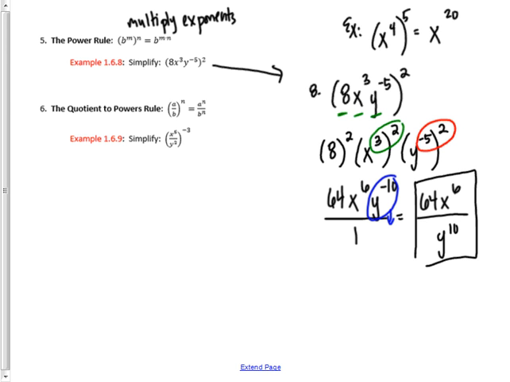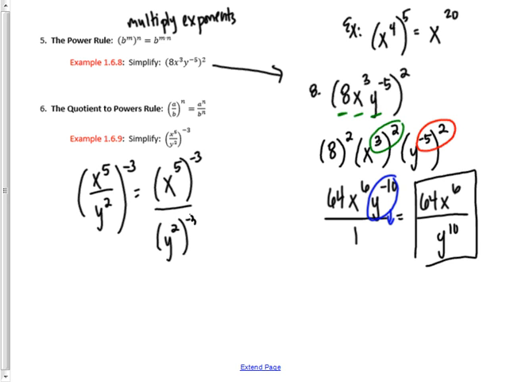And then our last rule is our quotient of powers. It's saying what do you do if you have a fraction raised to a power. So let me make that one bigger. My fraction is x to the fifth over y squared, and I'm going to raise it to the negative 3. So if you have a fraction raised to a power, you're going to split it up. You're going to give the top that power and the bottom that power.